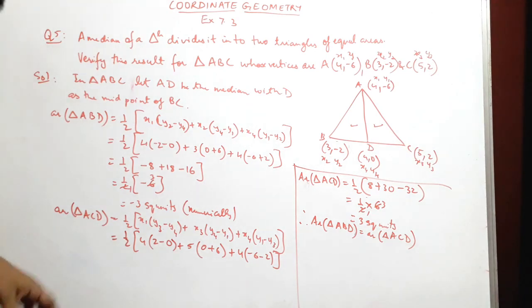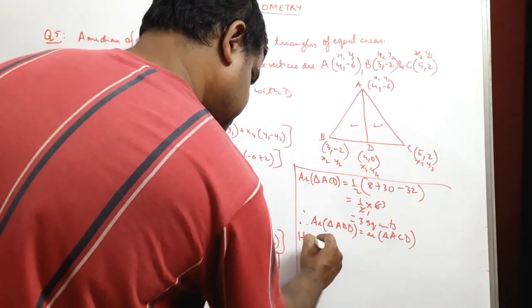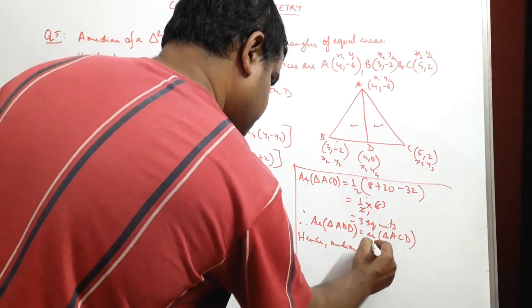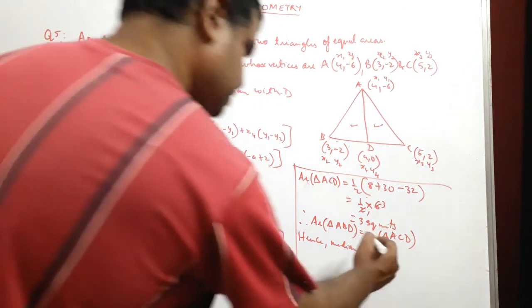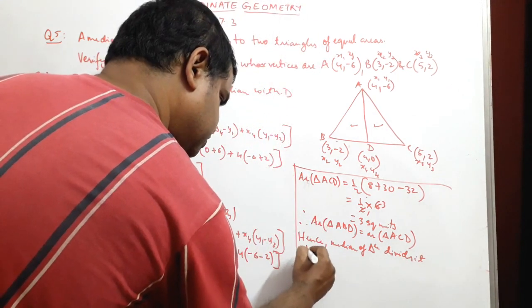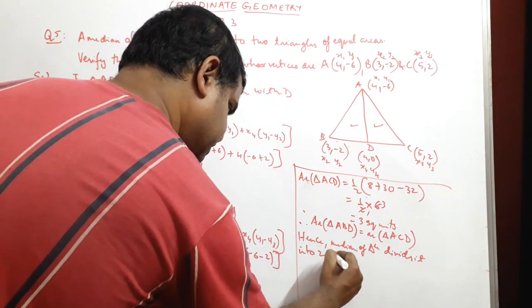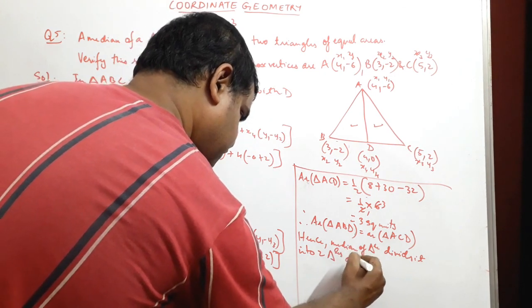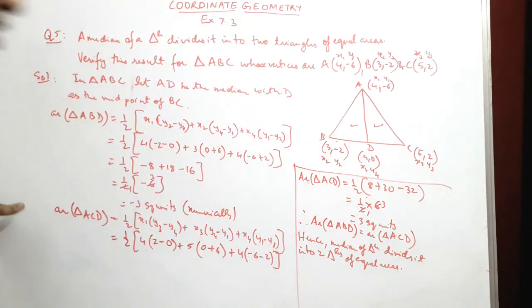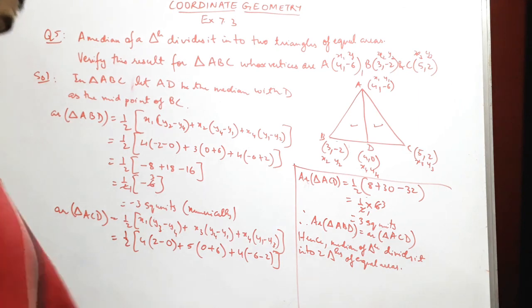And hence median of triangle divides it into two triangles of equal areas. So that's how we verify this proof. With this we complete our chapter on coordinate geometry.